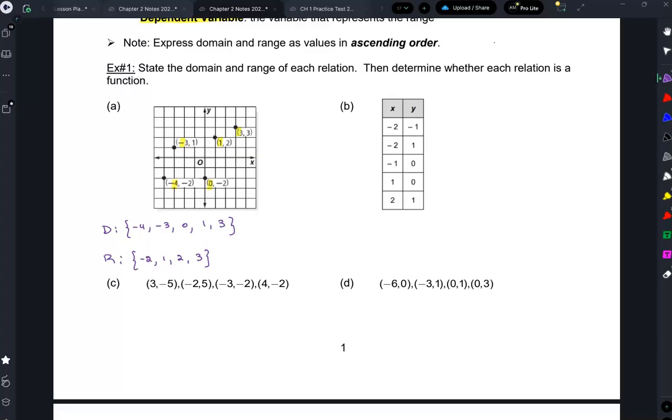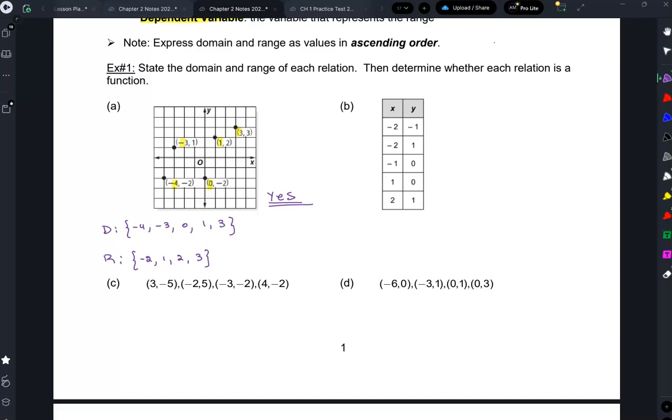Now, is this a function? Yes, it is, because each x value has one y value. Another way of saying that is, do any of the x values repeat? No. So it's a function because none of the x's repeat.